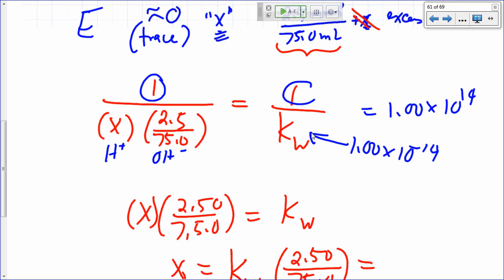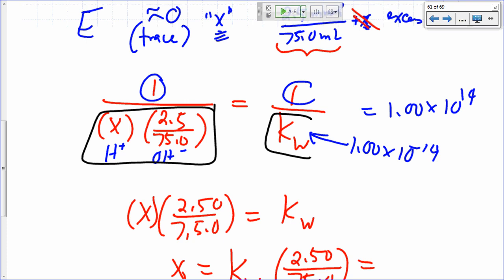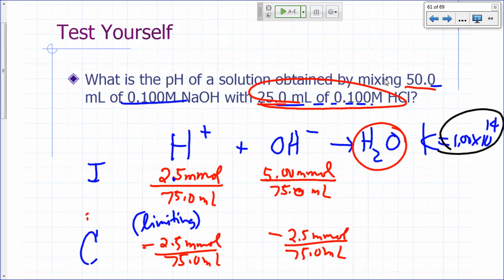So this denominator is equal to this denominator. That's what I did here, if I want to solve for X. KW is 10 to the negative 14. The KEQ for this reaction is the reverse of the autoionization, so the KEQ for this is 1 over KW. That's why I wrote this as 10 to the 14, okay?